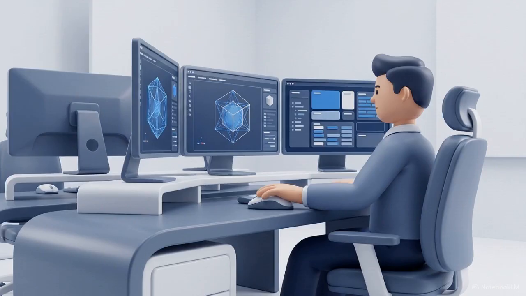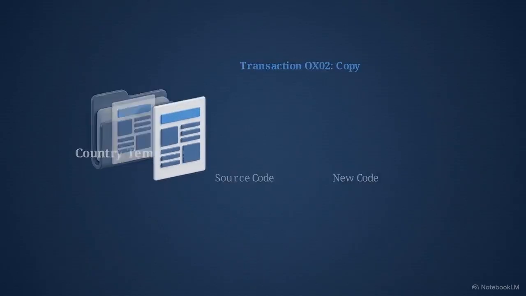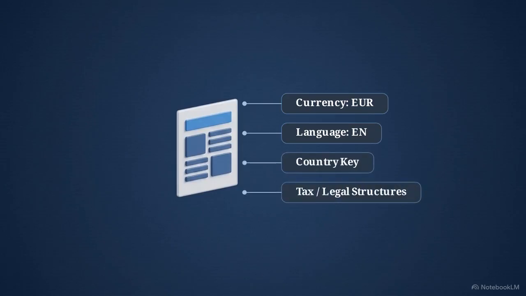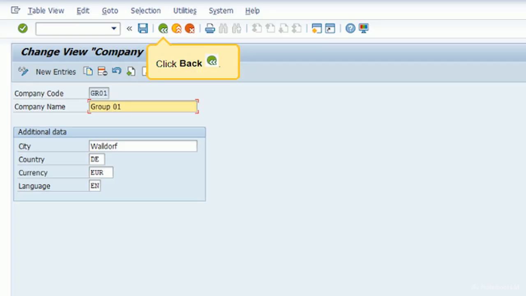To build one of these entities, administrators follow a specific customizing path using transaction code OX02. Instead of building from scratch, administrators copy a pre-existing country template. The new code inherits the tax structures and legal formatting required for that specific nation. This screen shows the essential identity fields. You assign a unique 4-digit alphanumeric key to identify all postings and define local parameters, including the legal name, city, country, local currency, and reporting language.